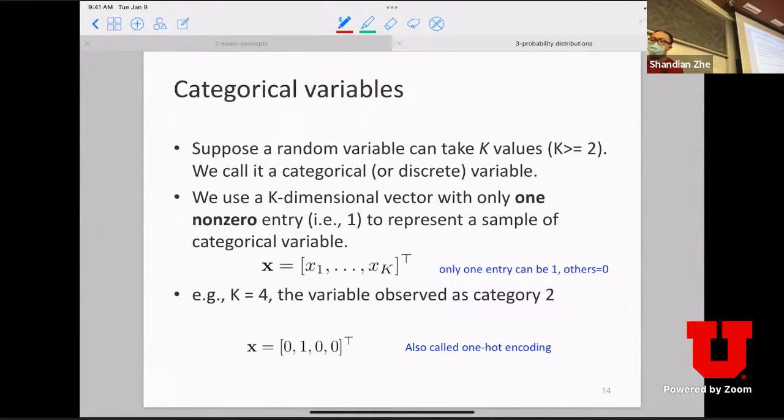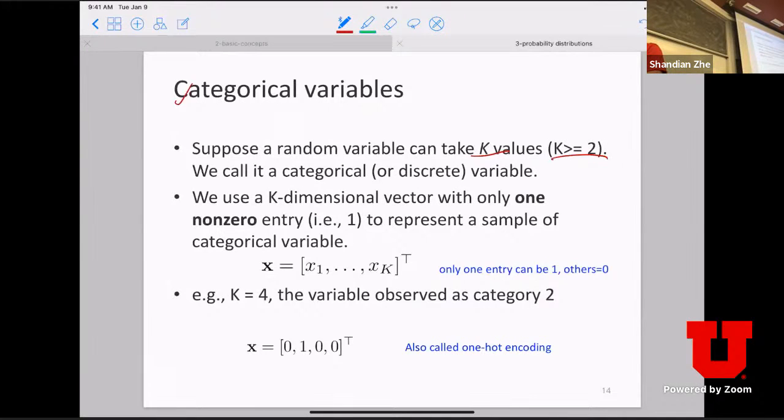So now let us extend from binary random variable to more general discrete random variables, which we call categorical variables. Suppose your random variable can take multiple values, but it's not continuous. Suppose it can take k values, and k is usually greater than 2. We call this random variable a categorical variable or discrete variable.